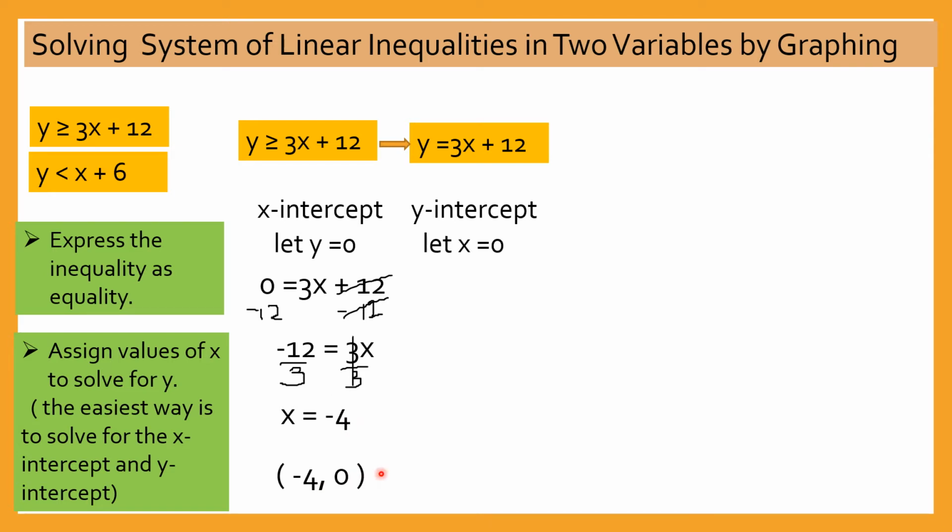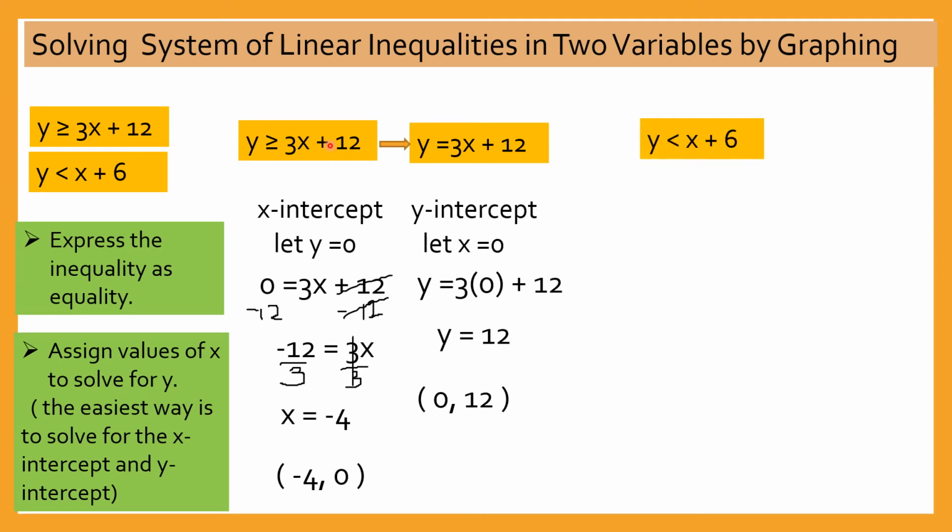So let's solve for the y-intercept. Let x is equal to 0. So y is equal to 3, replace x to 0, plus 12. So y is equal to 12. This one is equal to 0. And the point now is 0, 12. So we have now these 2 points on this particular inequality only.